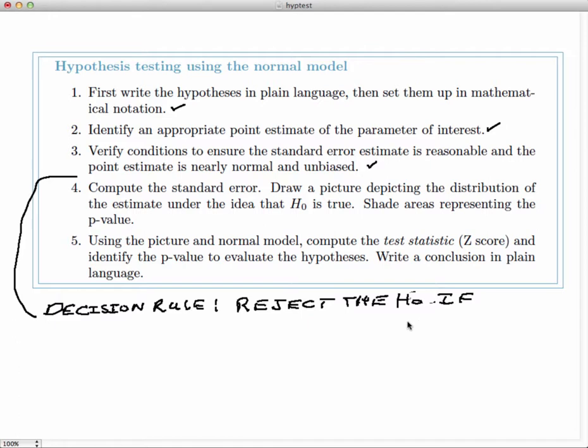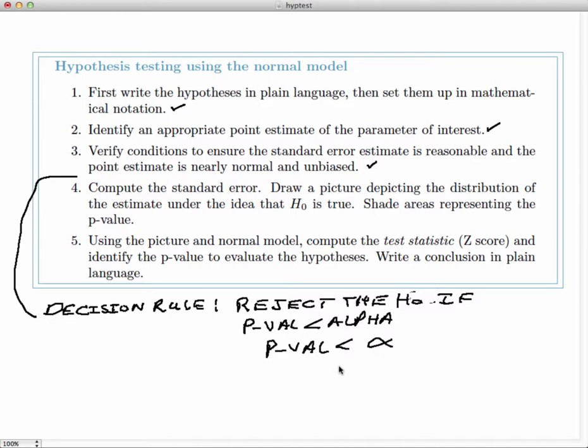If the p-value is less than alpha. That decision rule is basically boilerplate. That happens all the time. In other words, if the p-value is less than alpha, alpha is the Greek lowercase a, looks like that, then we reject the null hypotheses.